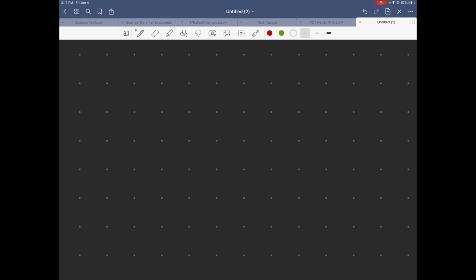Hello everybody. Today we're going to be learning about quadrants. Nothing less, nothing more. Let's start. So first, let me draw a little graph for you guys.